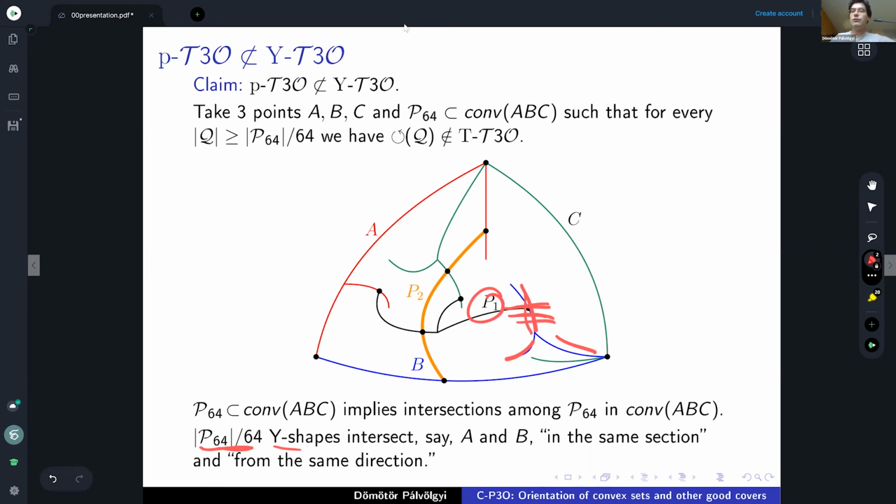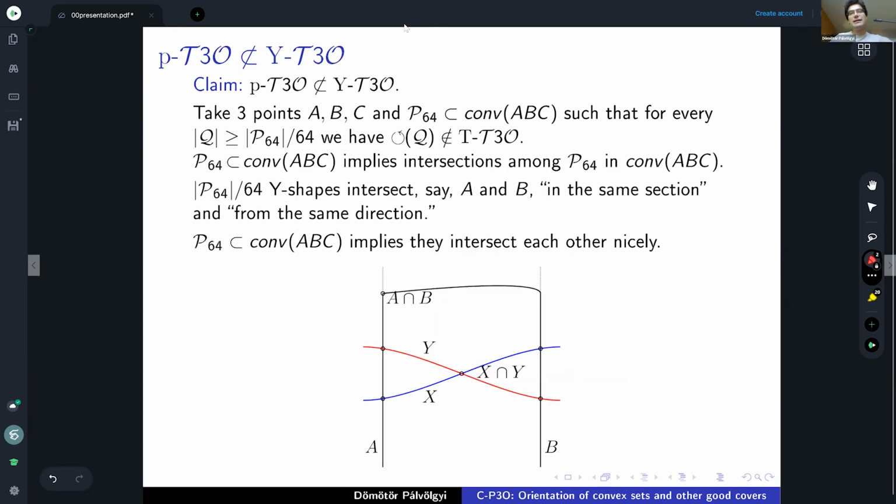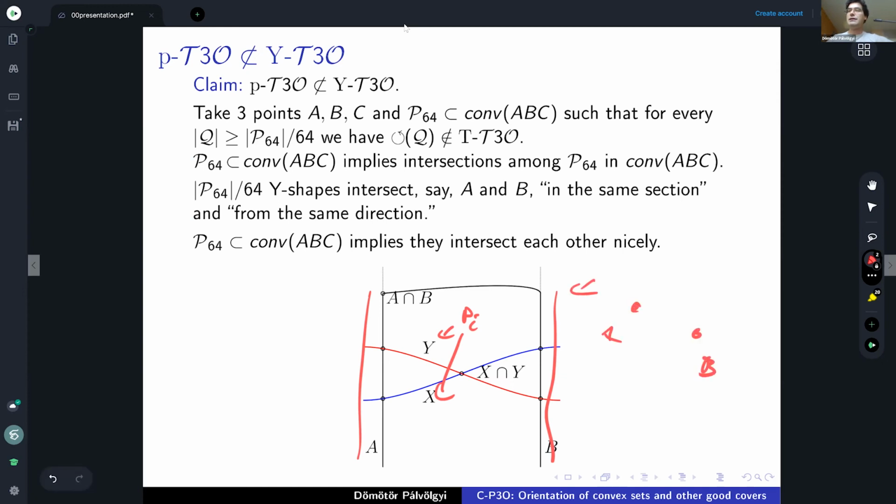And I can even assume that all of them intersected from the same direction, which I really don't want to define. And then using this, if I focus on only A and B, I can redraw these shapes in a nicer way. I can imagine that these sections, this is just the appropriate section of A and B. They are like vertical lines. And that X and Y, these are the PIs, of course, that they will go between them in a nice way.